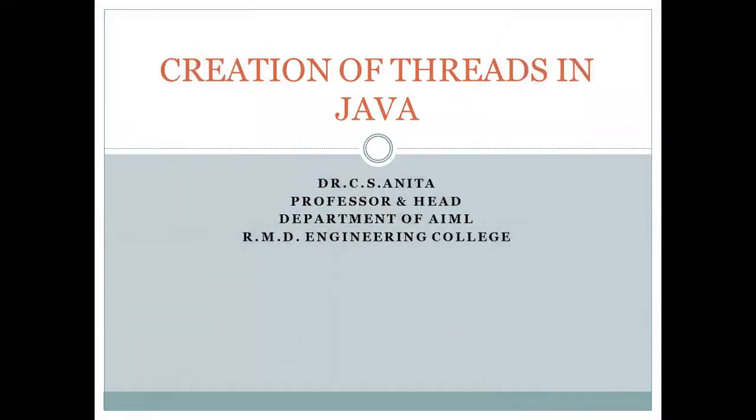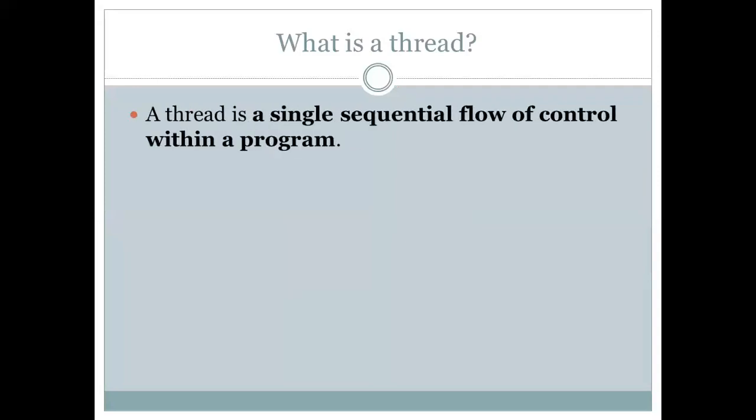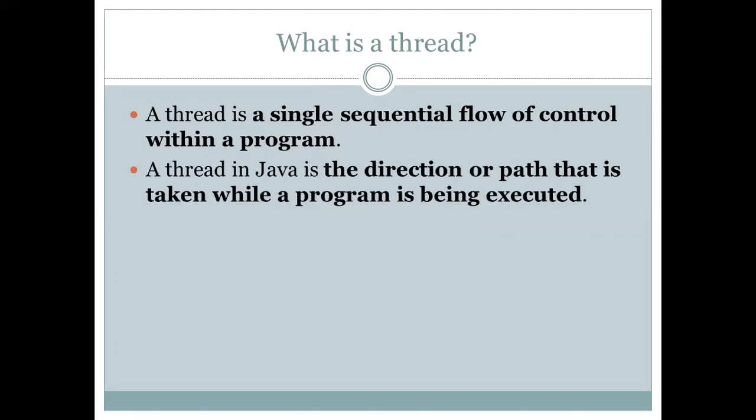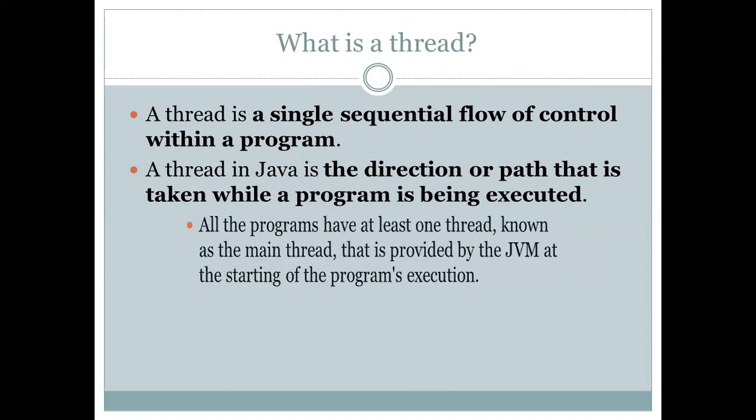In this video, we are going to learn how to create threads in Java. Before we learn the creation of threads, let's define what a thread is. A thread is a single sequential flow of control within a program. A thread in Java is the direction or path that is taken while a program is being executed.